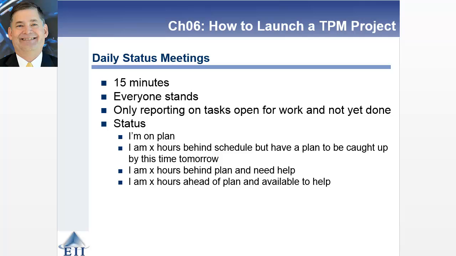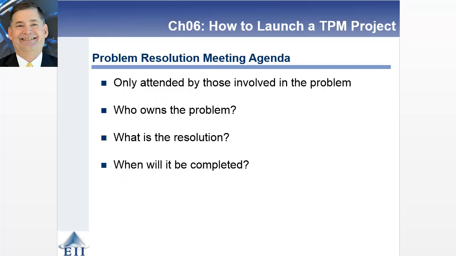The third is, I'm X hours behind, but I need help. I'm not going to be able to catch up by tomorrow. And then finally, I'm ahead of plan and available for help. Now, that doesn't happen very often, but occasionally it does. But what this allows you to do is very quickly move through the tasks that are open and everybody have a feel. And it also allows you to not get very far behind before there's action that takes place and you're able to resolve it. So it just does not let problems fester.